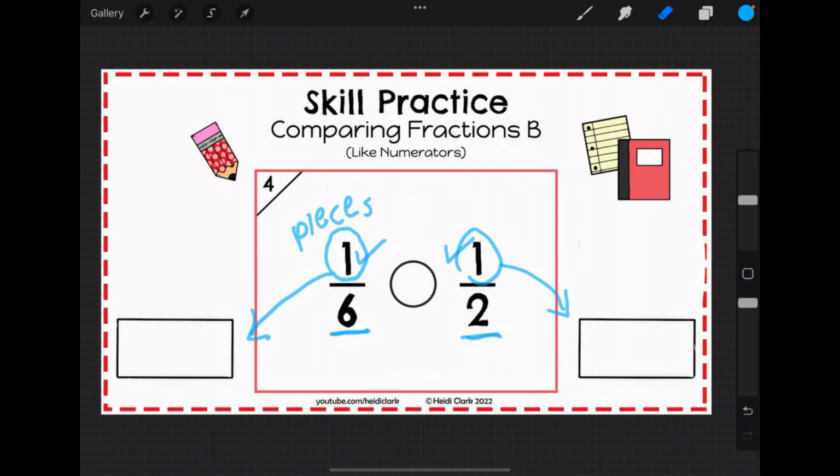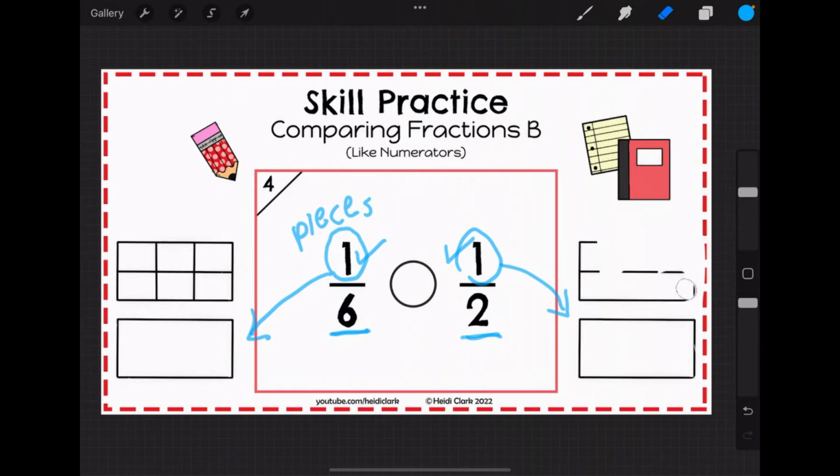Let's take a look. This is what the 6ths look like. And this is what the halves look like. Cake cut in half on the right, cake cut into 6 on the left. How many pieces are you getting? Well, the numerator says 1, so you're going to get 1 piece over there and 1 piece over here. This is what these fractions look like. This is 1/6 versus 1/2. Which one is bigger? The one on the right is bigger. 1/2 is greater than 1/6.